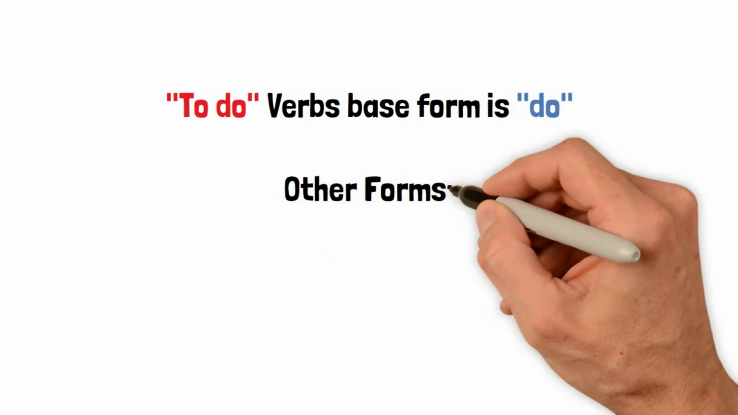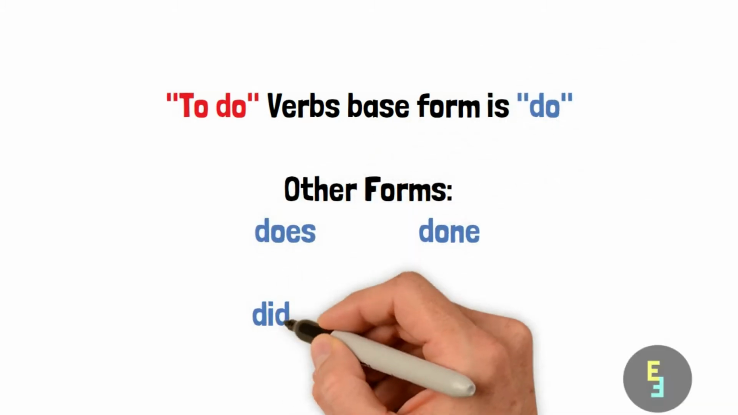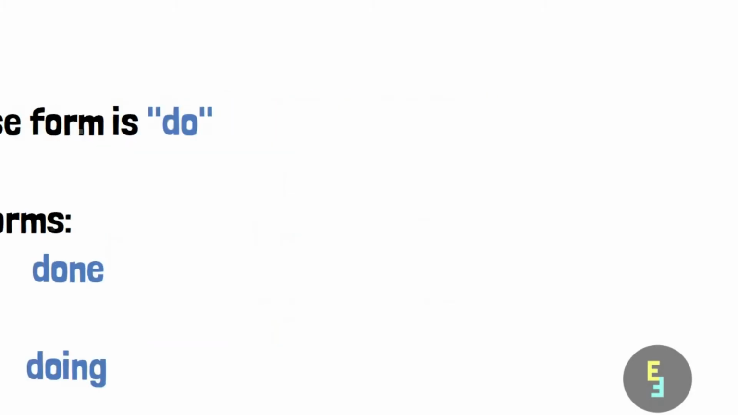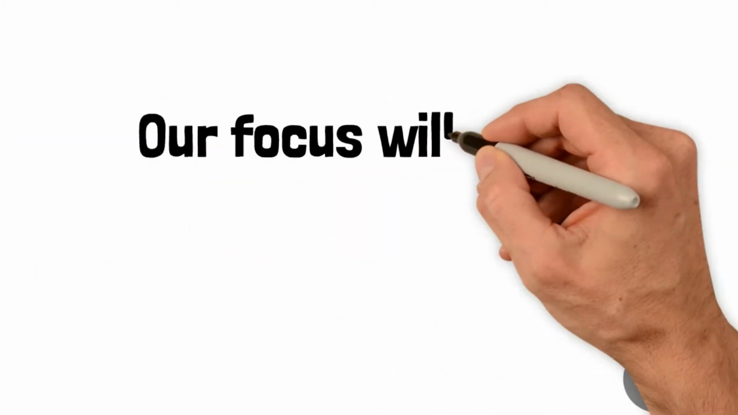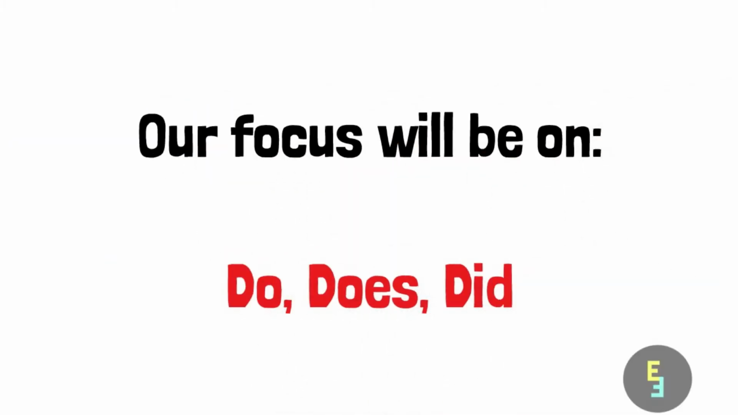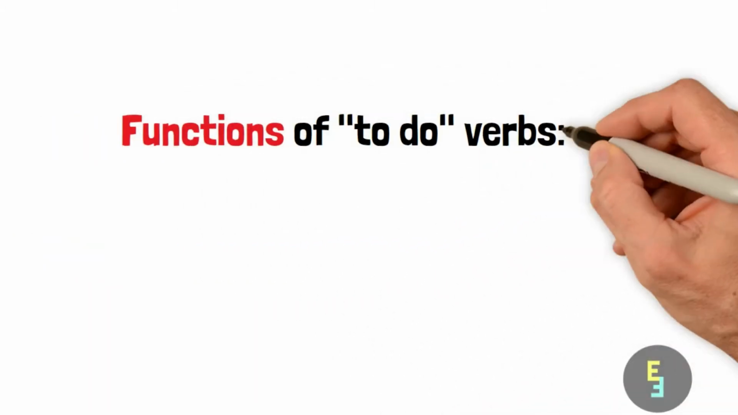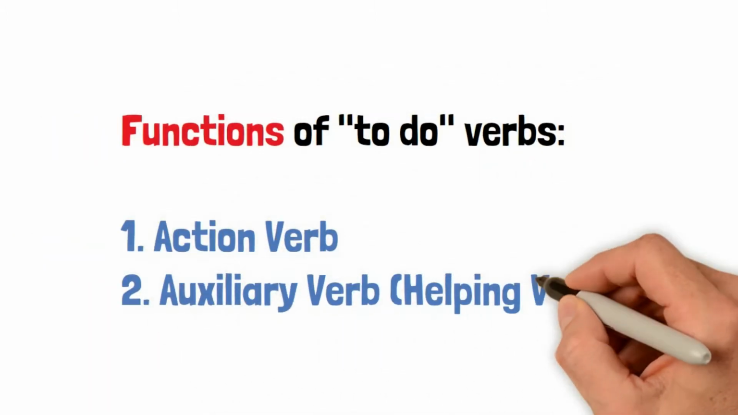The words does, did, done, and doing are just the other forms of do. As you can see, to-do verbs have other forms such as doing and done. But as mentioned, we will focus on the words do, does, and did. To-do verbs can function as action verbs or auxiliary verbs, also known as helping verbs.